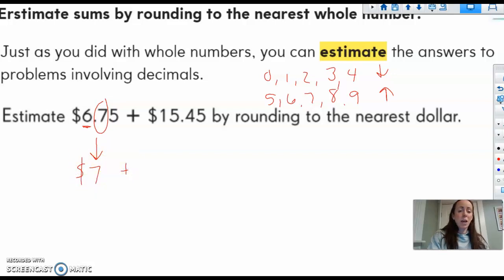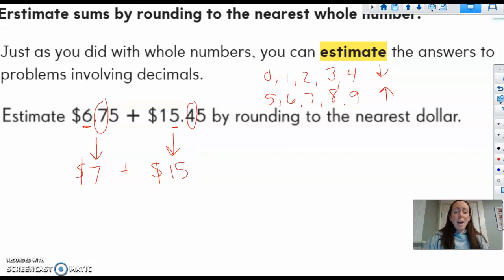Now I'm going to take a look at my $15.45. So again, I'm going to look at my ones place. My tenths place is going to help me round. And that 4 is going to make the 5 round down, so it would stay the same, changing this to $15.